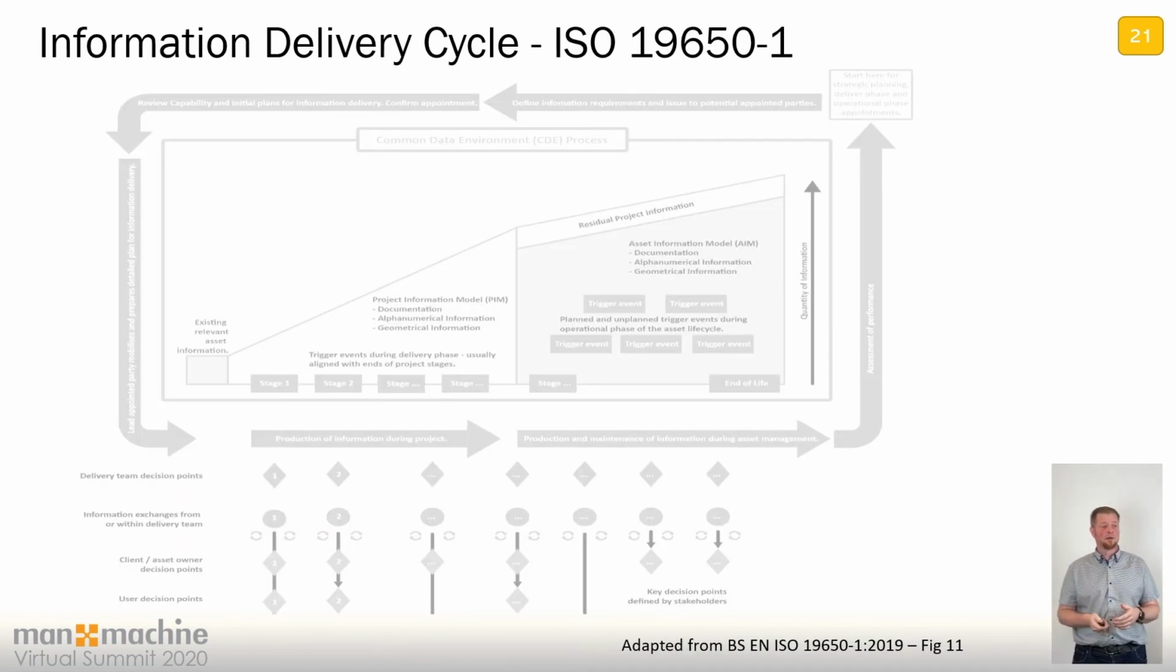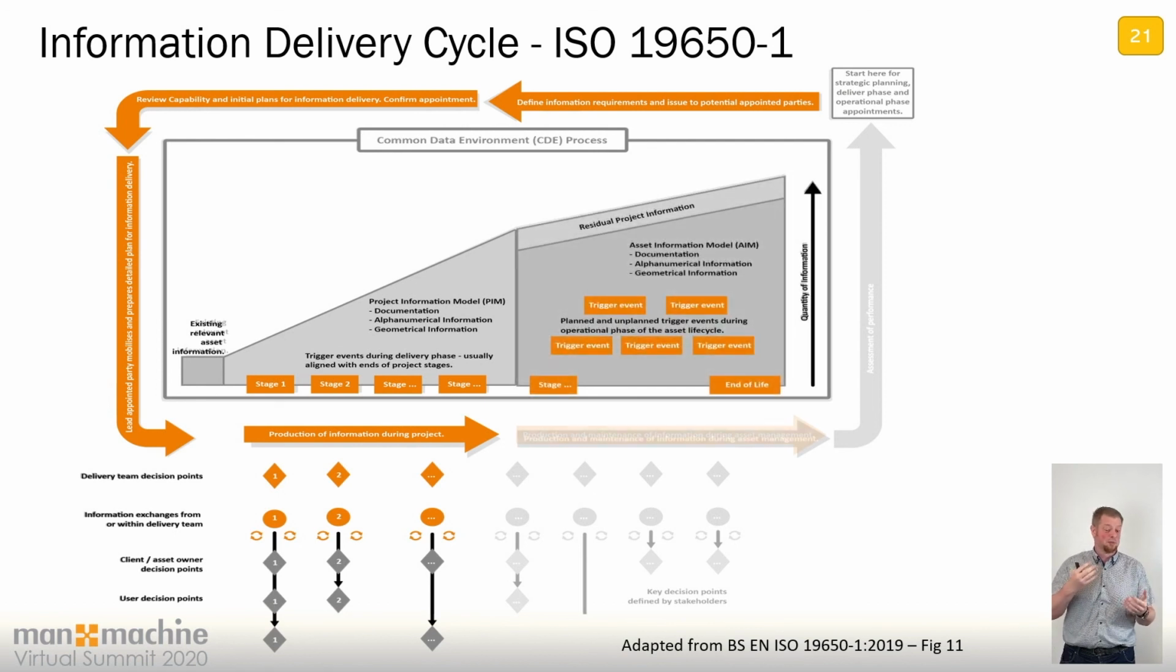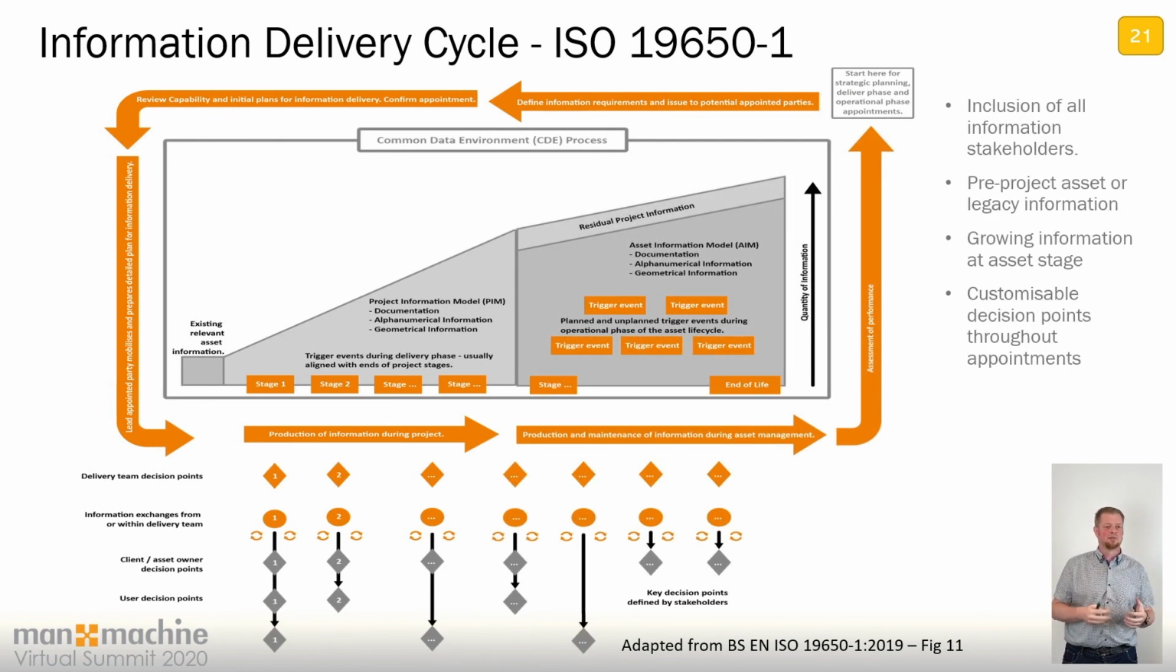We also have a new information delivery cycle. This looks very similar to the last one, but it's essentially matured a little bit. It's got some additional information around it. So we've got inclusion of more information stakeholders, having more people involved early on to make sure that what's being delivered is the correct information at the right time.